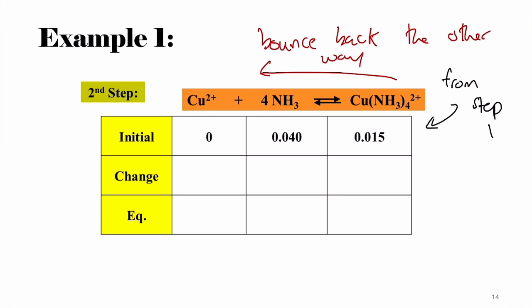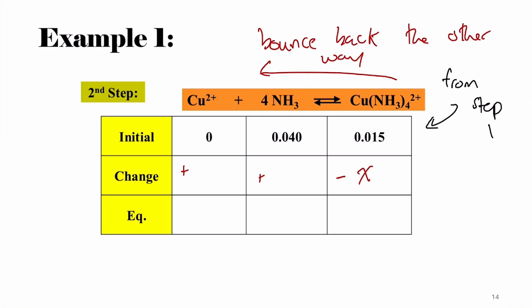If we're moving the reaction towards the reactants, then what should be the sign for everything, starting from left to right? For copper, should it be positive or negative? Positive, because we're adding that. For ammonia, should it be positive or negative? Positive. And then what about for our complex ion? Negative, right? And then we know for every 1 mole of this that we lose, there's no coefficient there, so we just do minus x.